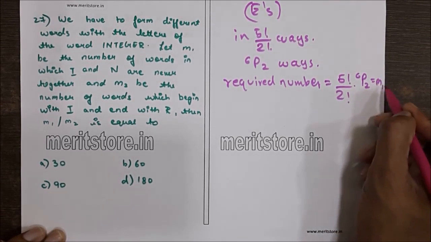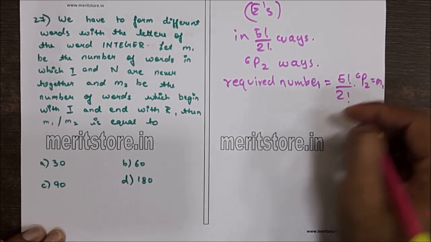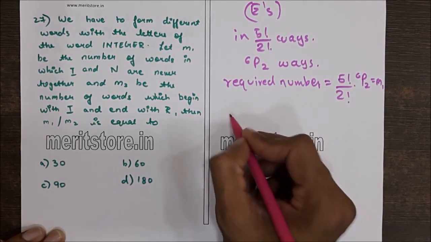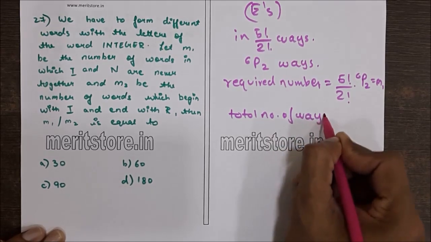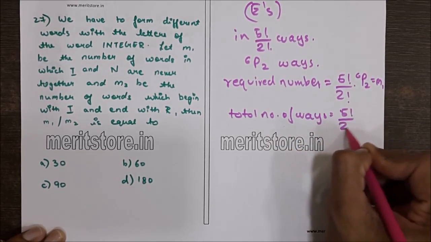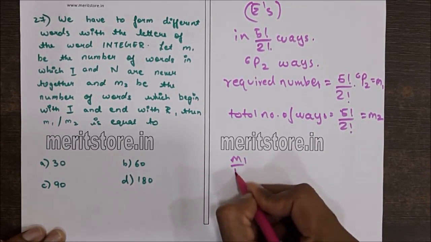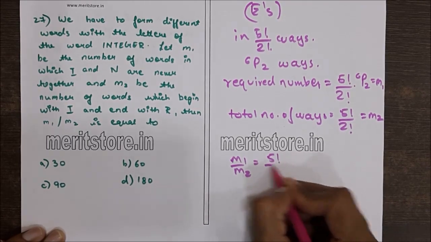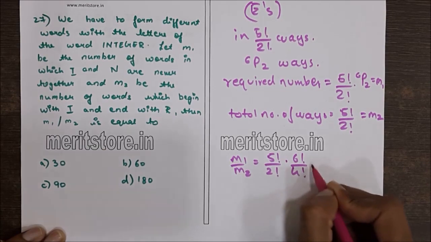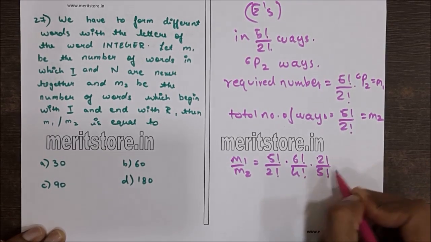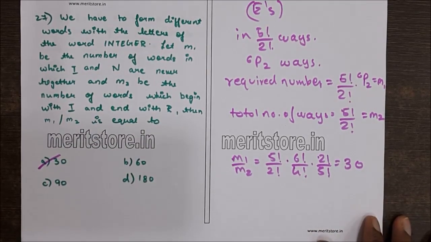equal to M1. Now if the word starts with I and ends with R, then the remaining letters are 5. So the total number of ways is equal to 5 factorial upon 2 factorial, which is equal to M2. So taking the ratio of both, M1 upon M2, we get 5 factorial upon 2 factorial into 6 factorial upon 4 factorial into 2 factorial upon 5 factorial, which is equal to 30, which is our option A. Therefore, option A is the correct answer.